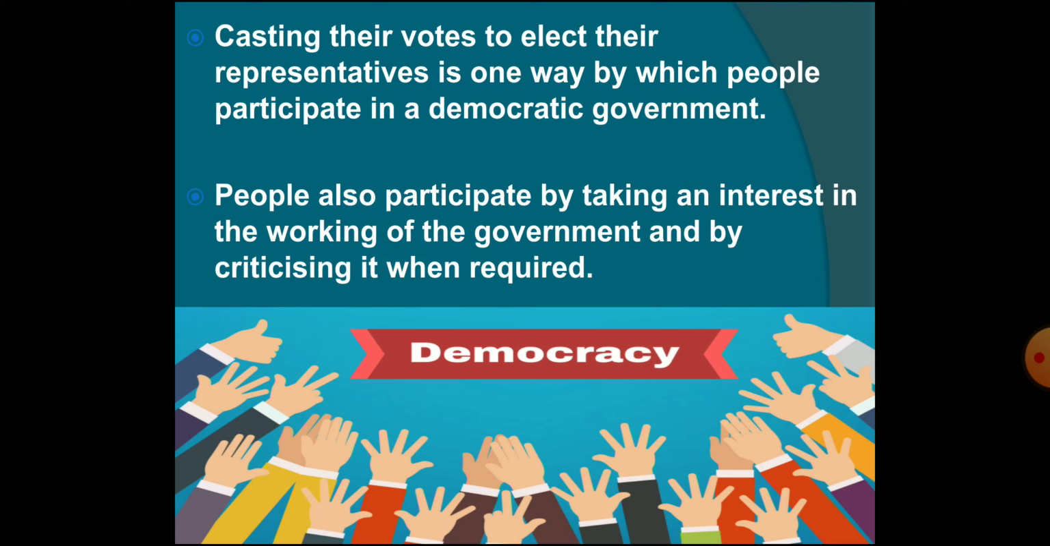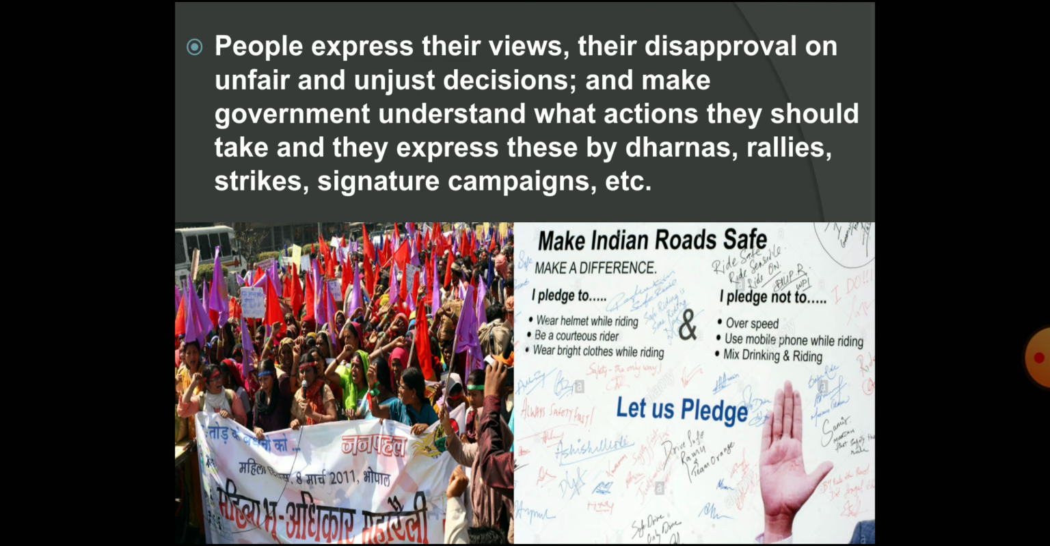But this happens once in 5 years. How can the people participate the other times? For that, there are other ways through which people can participate in the process of the government. And these ways are by taking an interest in the working of the government and by criticizing it when required or needed. Children, you may have a question, how do people do it?